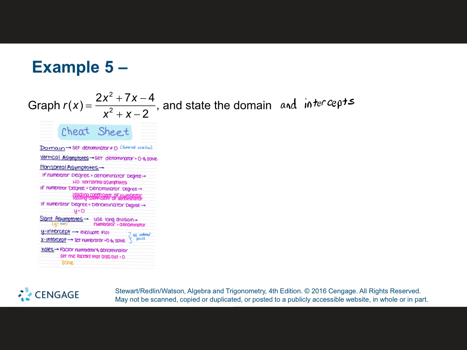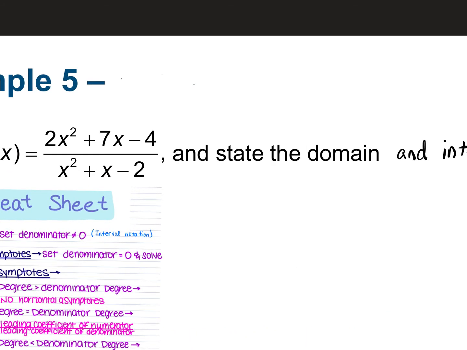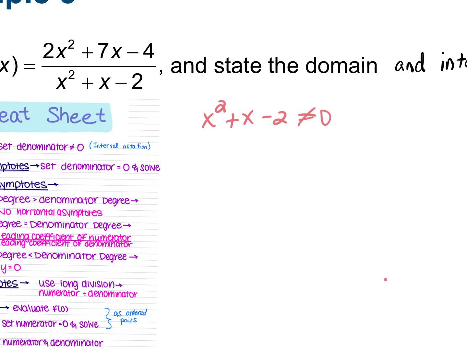Keep referring to it. Okay, I want to state the domain. Read your cheat sheet. How do you find the domain? Set the denominator equal to 0. So x squared plus x minus 2 cannot be 0. You're always going to find the vertical asymptotes when you find domain, vice versa. How would I do this? You factor it. X plus 2 and x minus 1 cannot be 0. So my vertical asymptotes are at -2 and at 1.